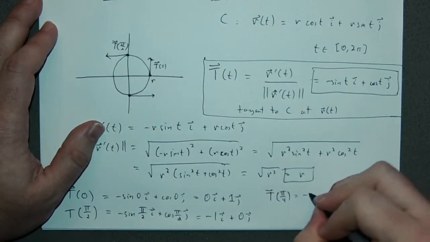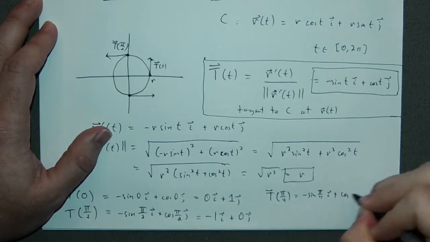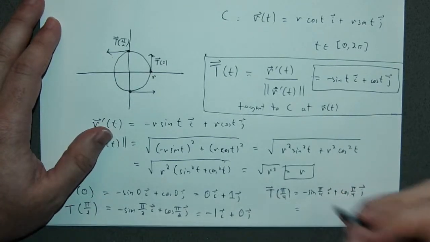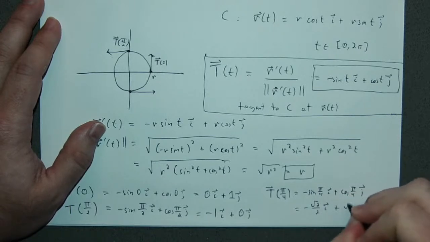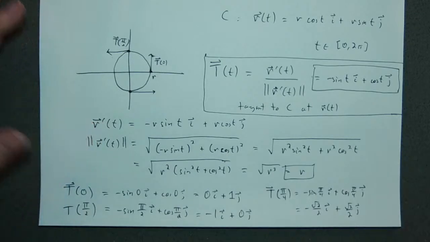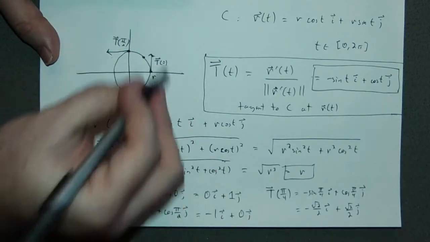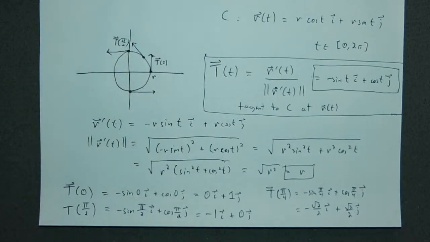So this is minus sine pi over 4 i plus cosine pi over 4 j. So this is minus root 2 over 2 i plus root 2 over 2 j. What does this look like? So at the point r of pi over 4, this looks like this. Now, a couple of things to note here.